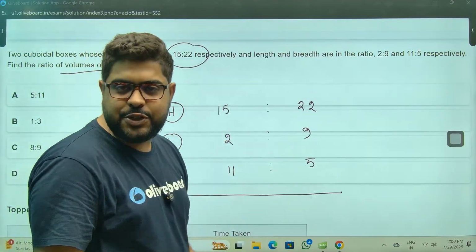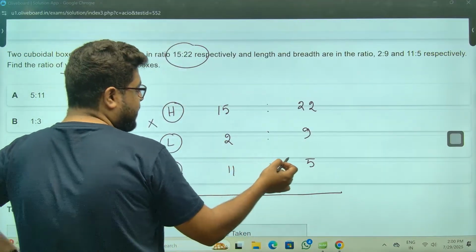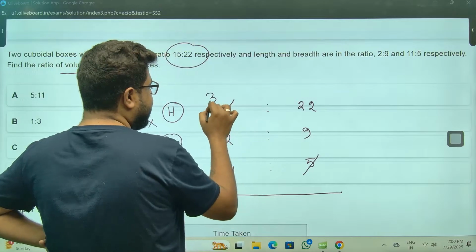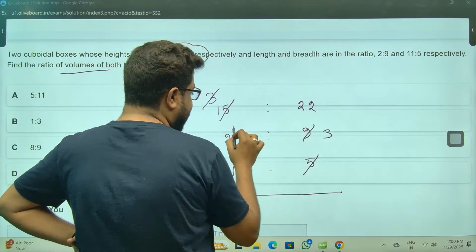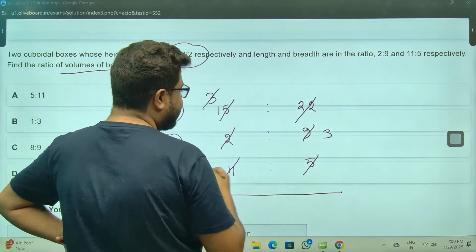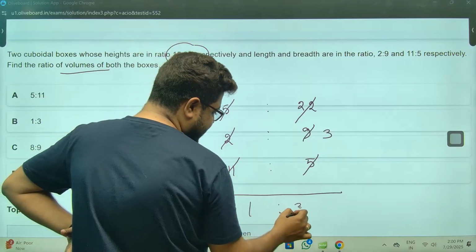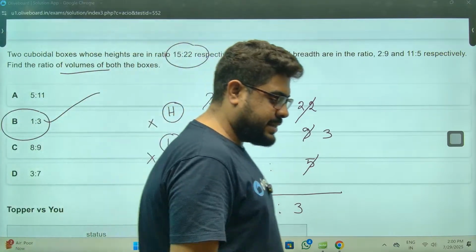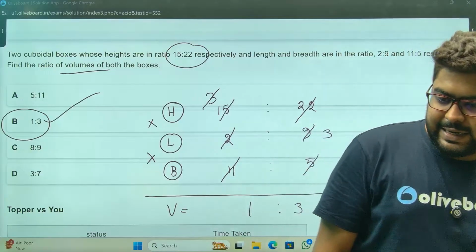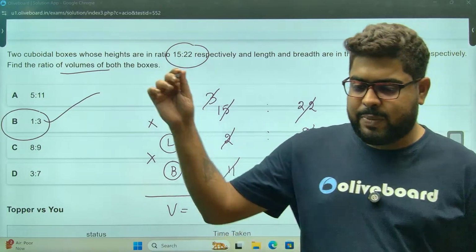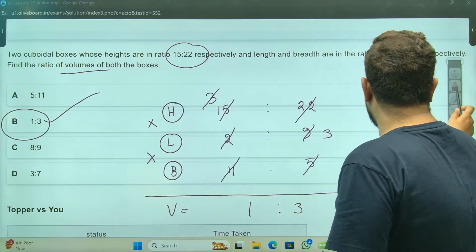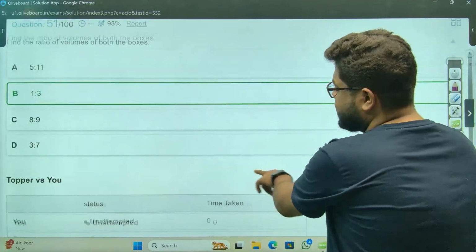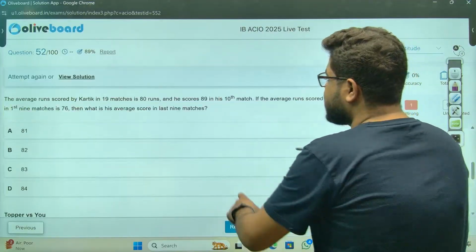So take the compound ratio. Calculate as much as you can. 3 3s are 9. 11 into 2, 22. 22 gone. So it is 1:3. It's in the answer, see, option B. Option B is the answer. Once again, it's a 10-seconder. You just need to copy the question. That's all it would take.